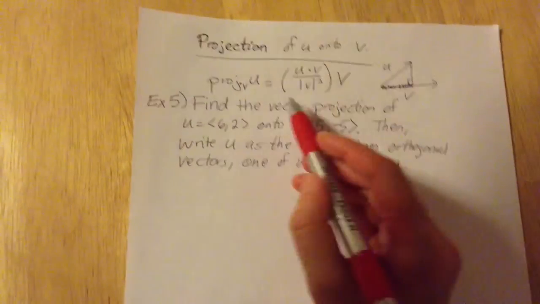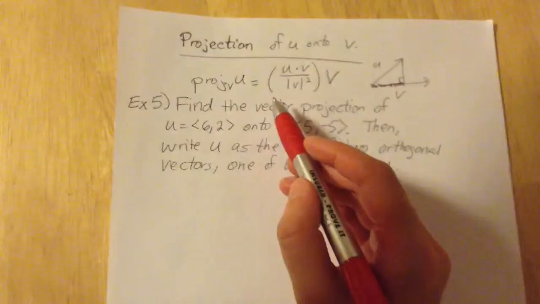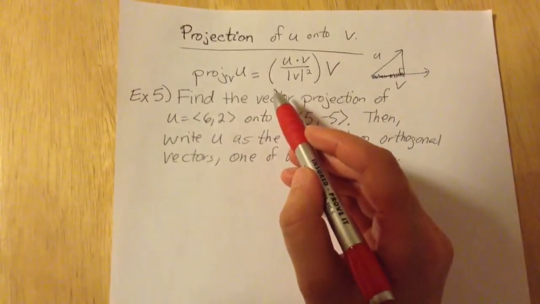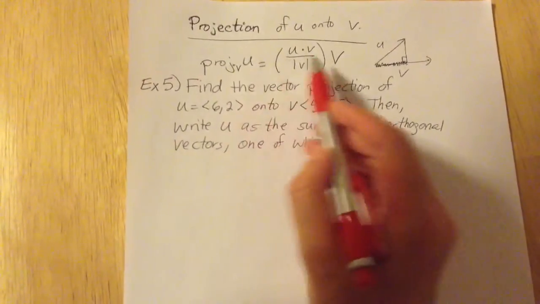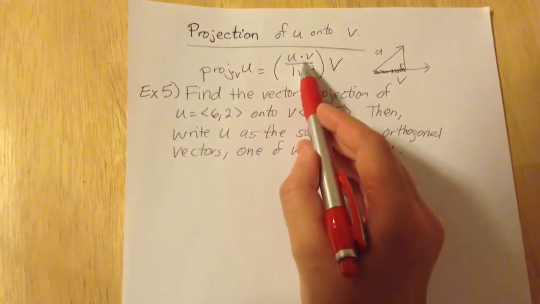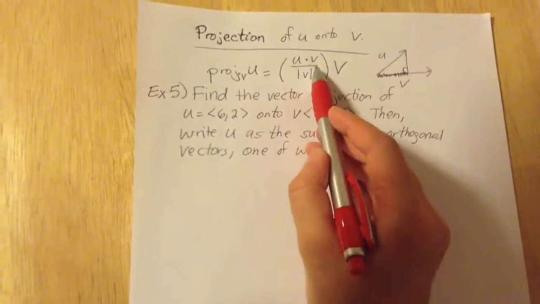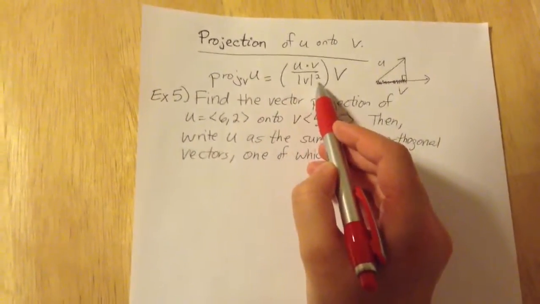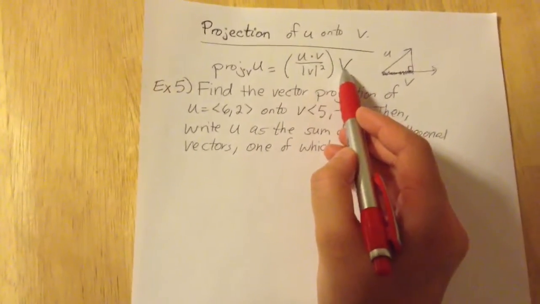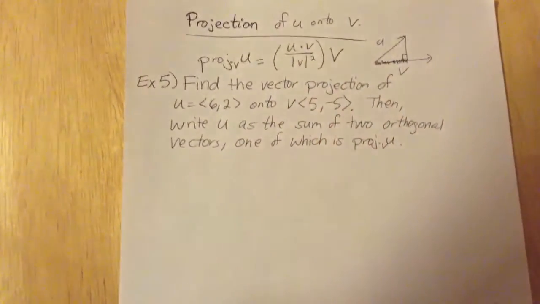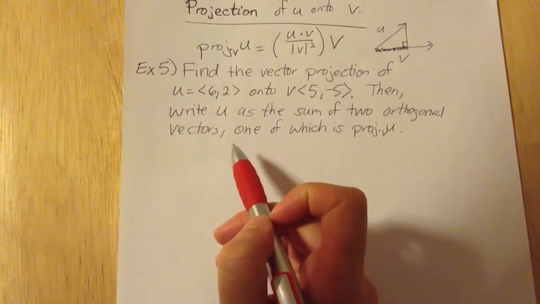Okay? This is probably the most complicated formula of the day, but I believe all of you guys can do it. The projection of u onto v is the dot product of u and v divided by the magnitude of v squared, multiplied by vector v. Okay? In example 5, we'll get to try this out.